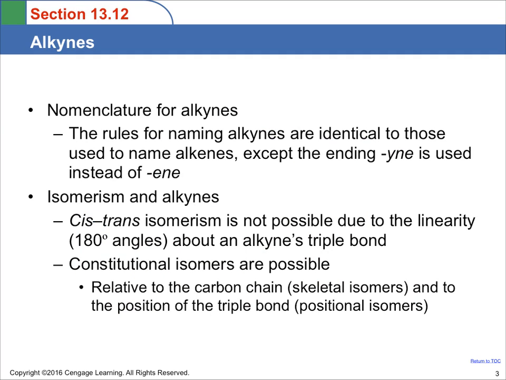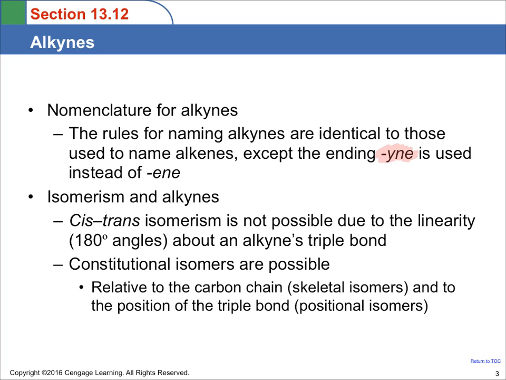For naming alkynes, we're going to have a very similar set of rules as we did for alkenes, except we're going to change the ending to Y and E to indicate the triple bond. You're still going to have numbering that tells you where the triple bond is, and that number is going to be the lowest number possible, just like with alkenes.